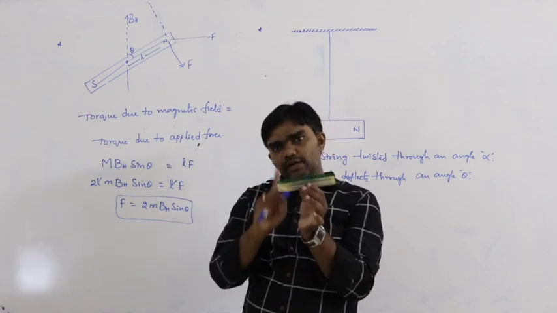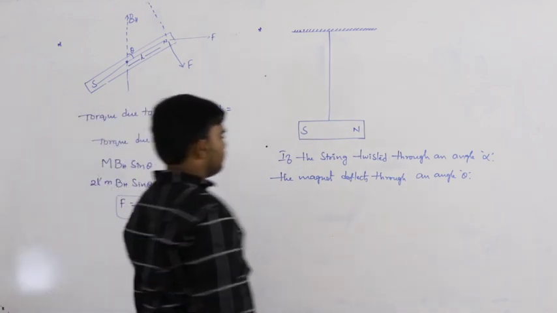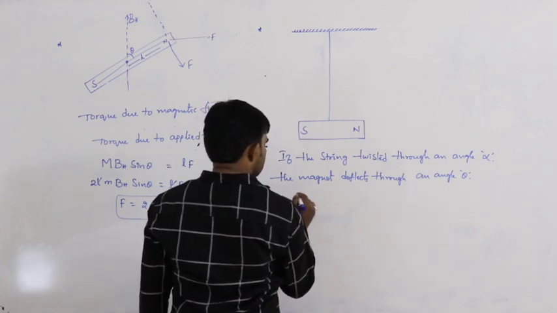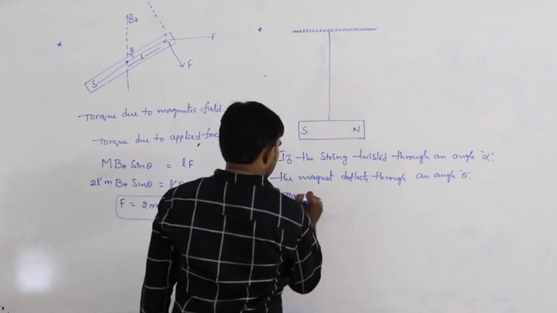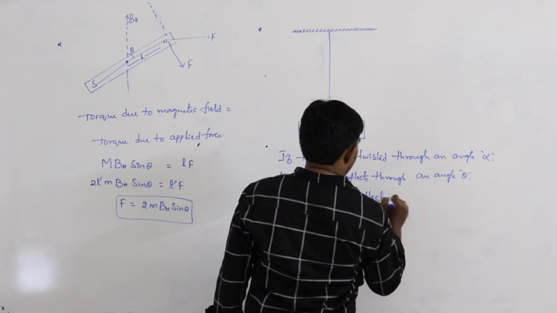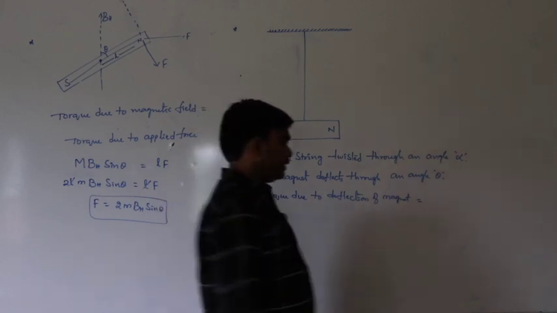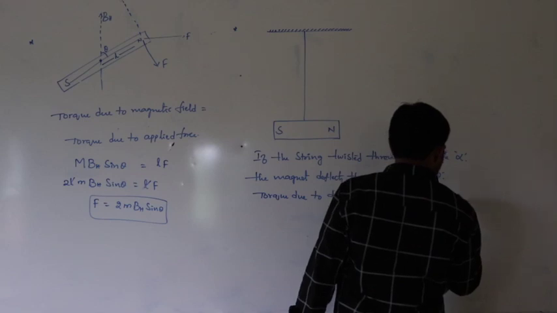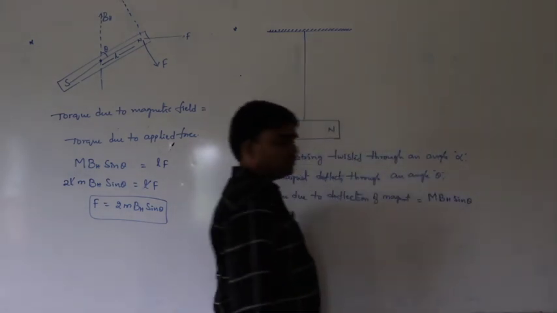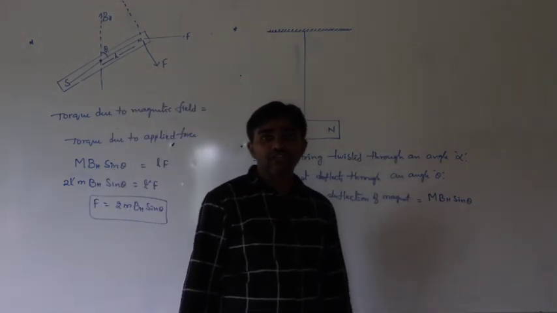Due to that deflection of the magnet, definitely there must be a torque. So, here the condition is the torque due to the deflection of the magnet. Generally we know the torque due to the deflection of the magnet is MBH sin theta.